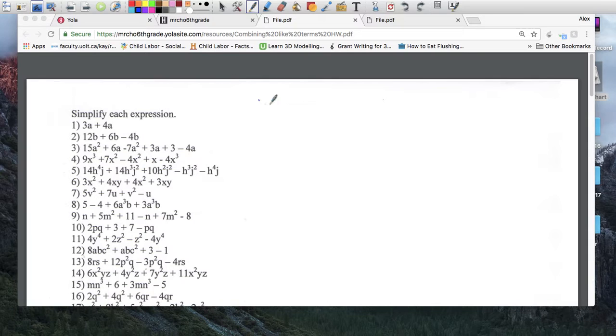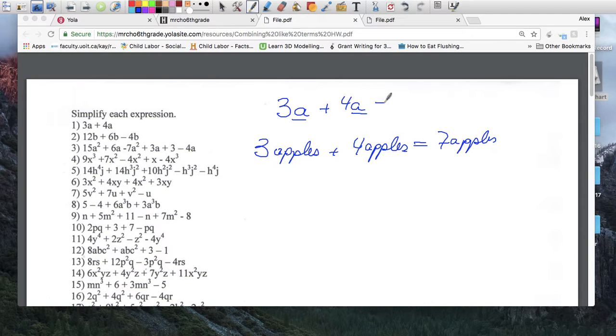So now, number one, 3a plus 4a. You can think of it as 3 apples plus 4 apples. Notice that this letter A and this letter A are exactly the same thing, so they must be talking about the same item. So you can think of it as apples. 3 apples plus 4 apples equals 7 apples. Or in this case on top, 7a. That's basically what that is.